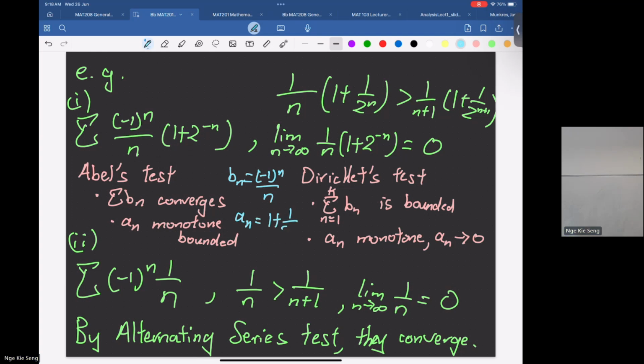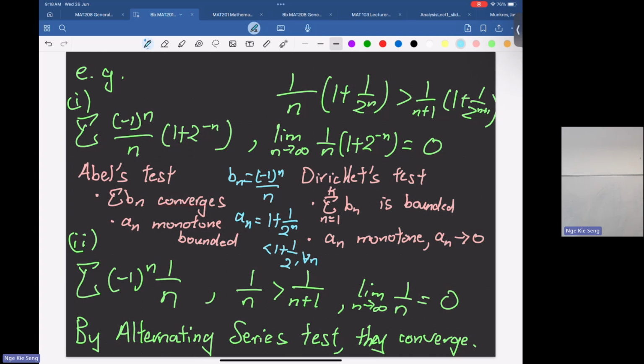1 plus 2 to the negative n. So this term here is bounded, bounded by what? 1 plus 1 over 2. Okay, we start with 1, so 1 over 2, for every n, correct? Monotone, right? Because when n increases, you add 1 to the 2 to the power of n. Okay, yeah, good. Okay, so we can use Abel's test on this guy.